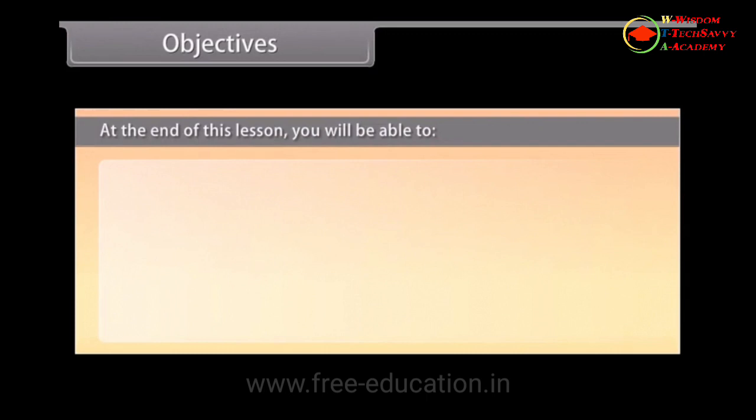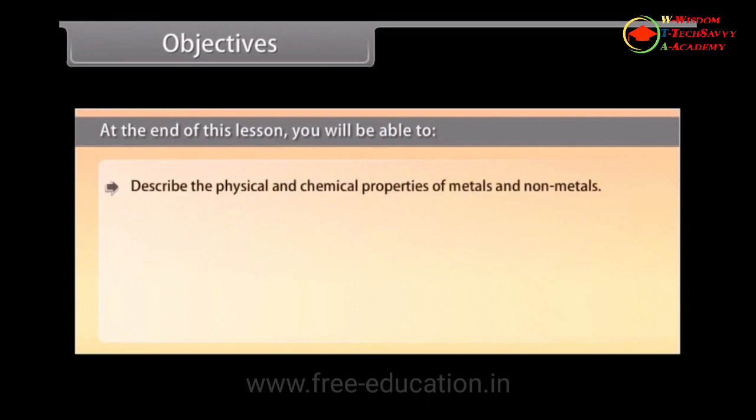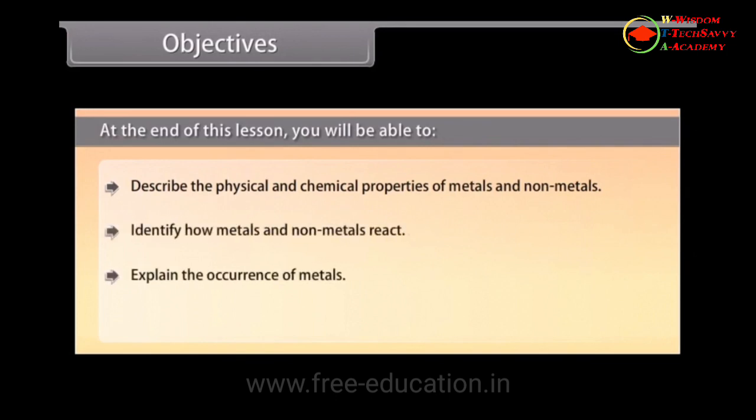At the end of this lesson, you'll be able to describe the physical and chemical properties of metals and non-metals, identify how metals and non-metals react, explain the occurrence of metals, and describe corrosion.